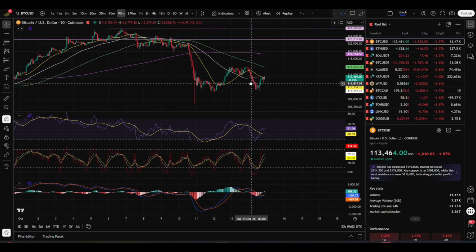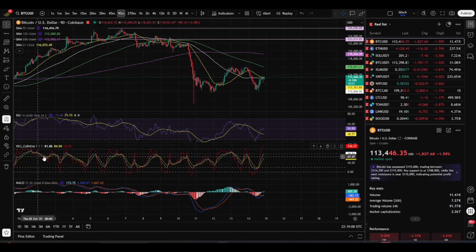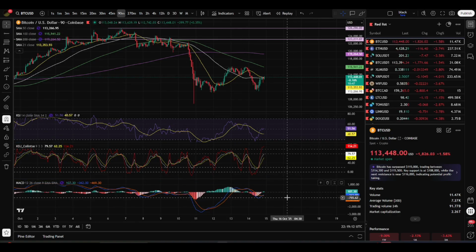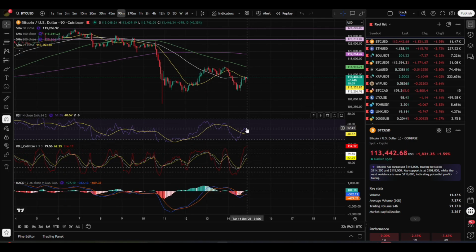Let's take a look at this. This is the RSI. Let me open that up so you can see. So we have MACD, KDJ, and RSI. These are my three main ones, and we'll discuss them in full detail at another time. But right now, you got a little spike up here, and we're looking at a 90-minute time frame, by the way.